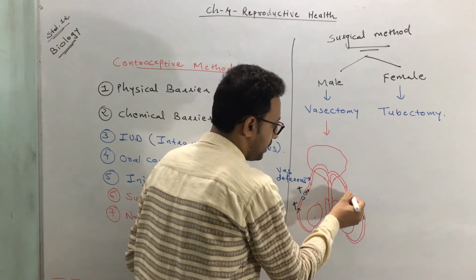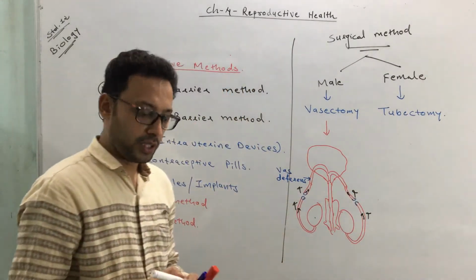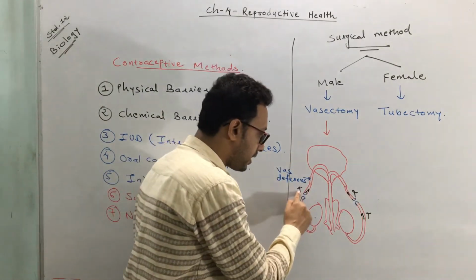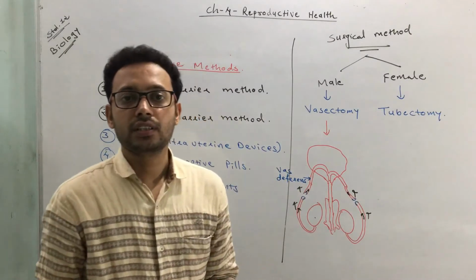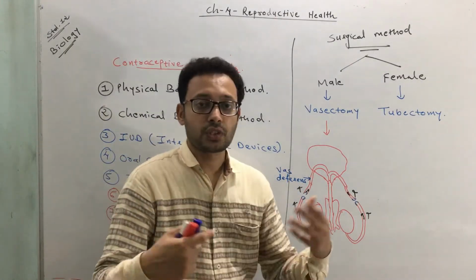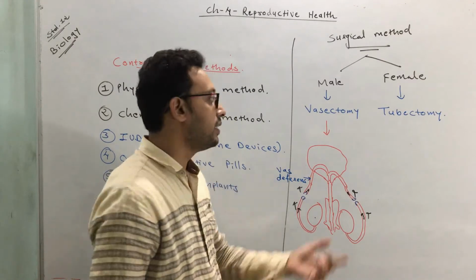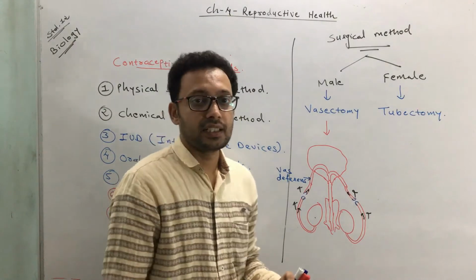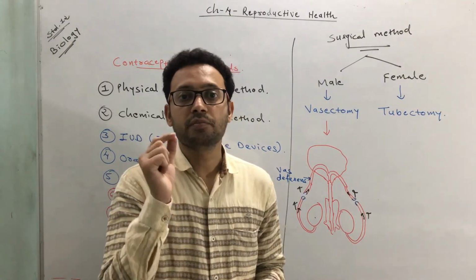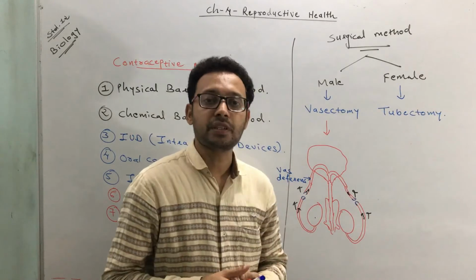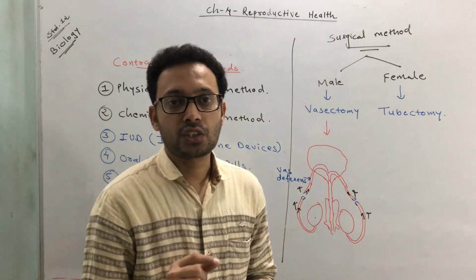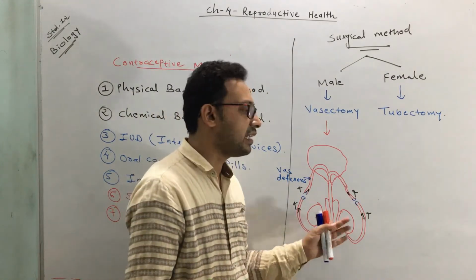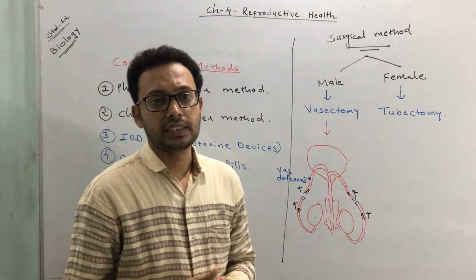The transport of sperm through vas deferens is going to be prevented because we have cut the tube and tied a knot, and due to that, the sperm cannot travel. This procedure is called vasectomy. The cutting of the vas deferens is done by entering through a scrotum, a pouch-like structure where these testes are present. Then the vas deferens is cut and tied, and thus ultimately it prevents conception.